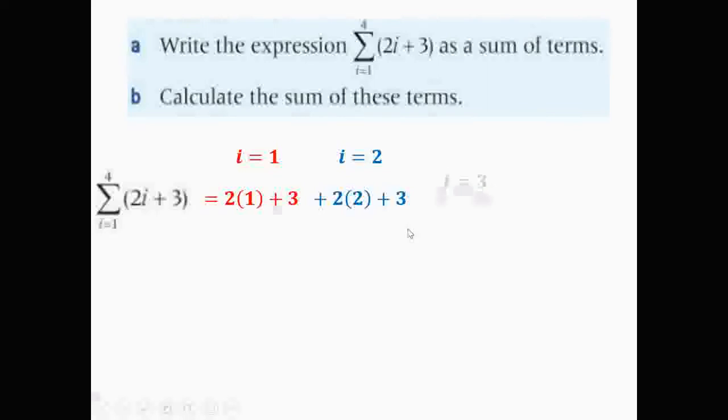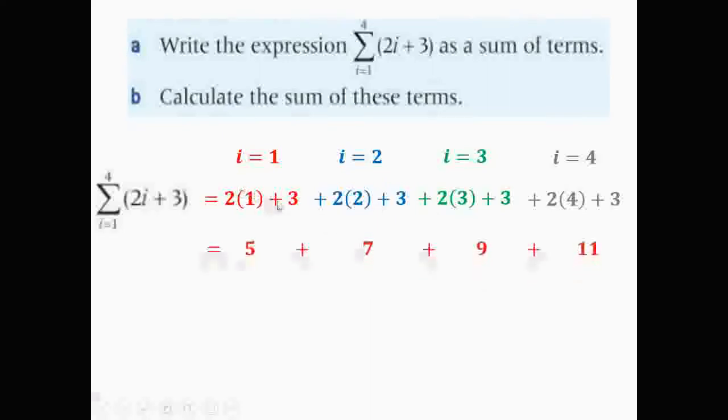What's the next thing going to be here? Okay, when i equals 3, we're going to add 2 times 3 plus 3, right? 2 times, this becomes a 3. And then finally plus when i equals 4, because this goes up to 4. So plus, and i becomes 4 here, and we have that. So now that's the expression for the sum of these terms.